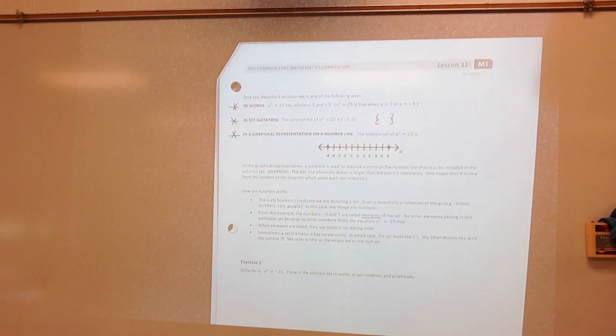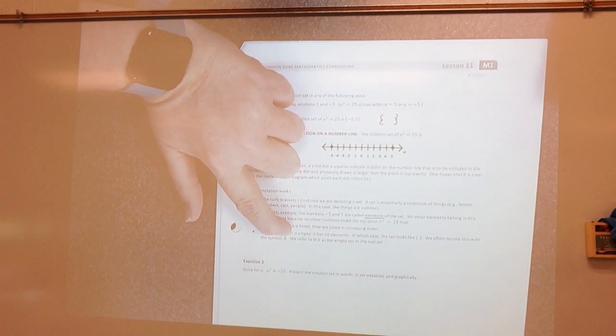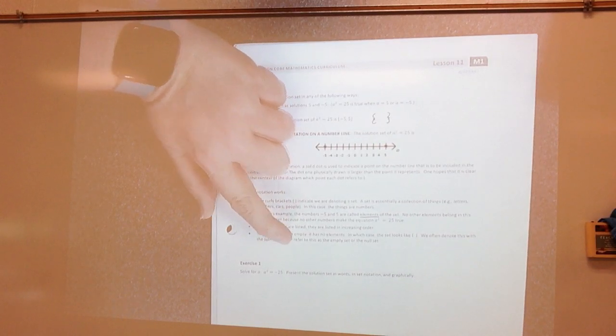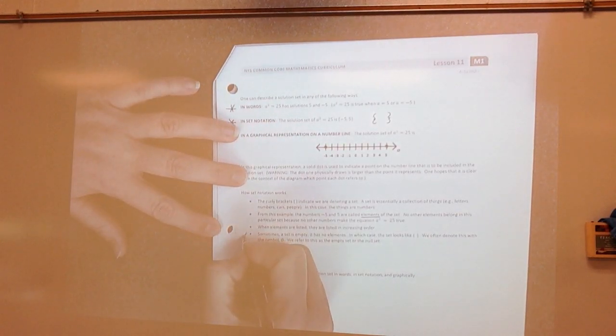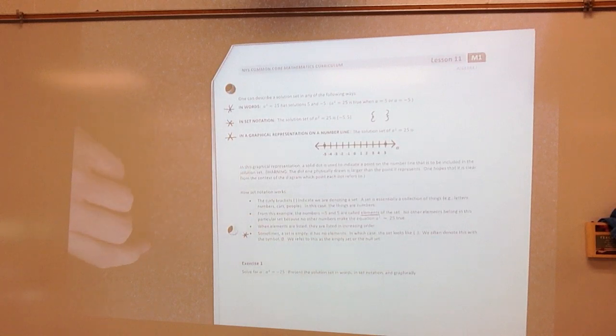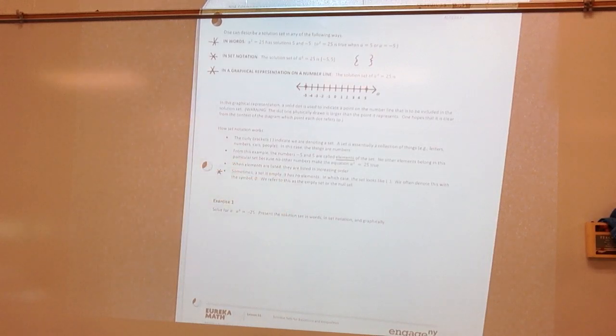Sometimes a set is empty. It has no elements, in which case the set looks like this, empty. We often denote this with the symbol right here. It looks like a 0 with a slash through it. We refer to this as an empty set or a null set. Guys, this one's important. Remember we talked about sometimes there's nothing I can put in there to make it true? That would be an empty set or a null set.